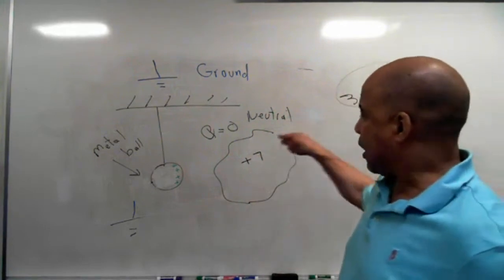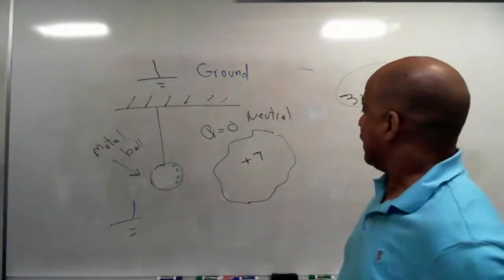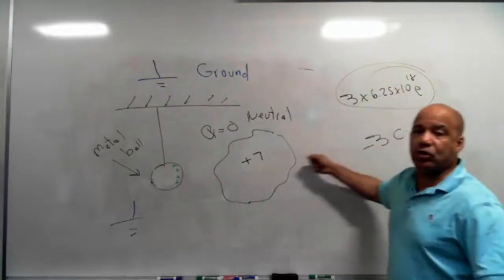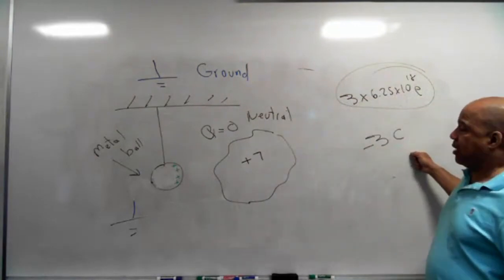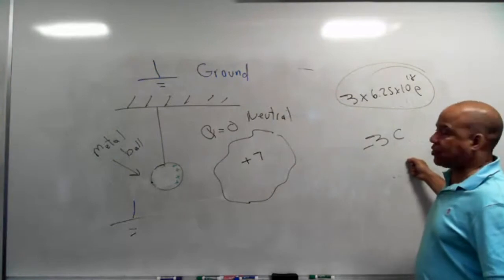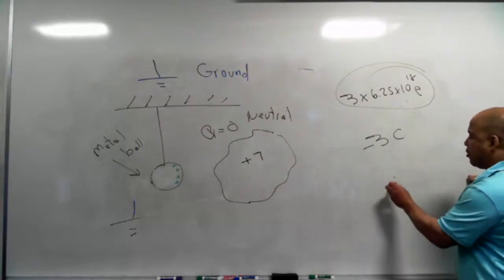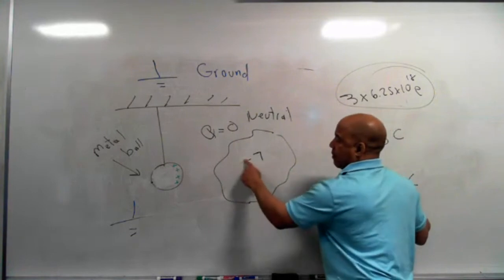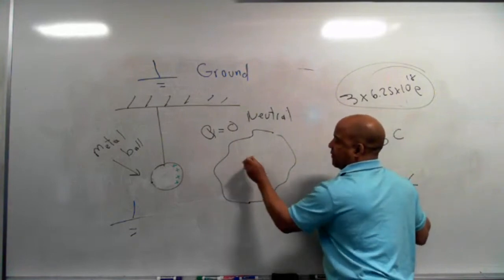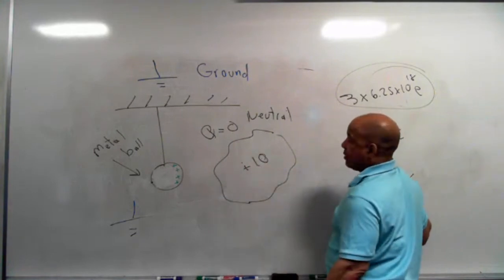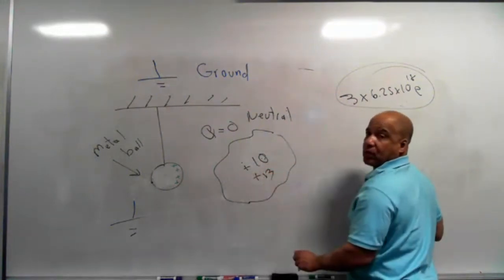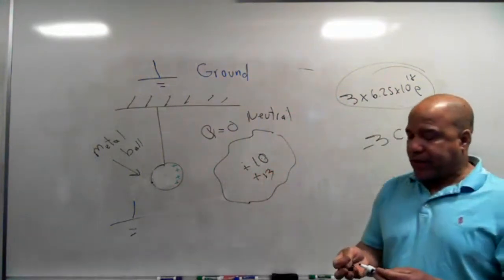say you walked in the room and that was already positive 7 coulombs, then you took another 3 coulombs of electrons away. If I take another 3 coulombs of electrons away, the other 3 coulombs are over here, they're negative, but now this is positive 10 coulombs. If I take another 3 away, this will be positive 13 coulombs. So it's kind of a tricky question.